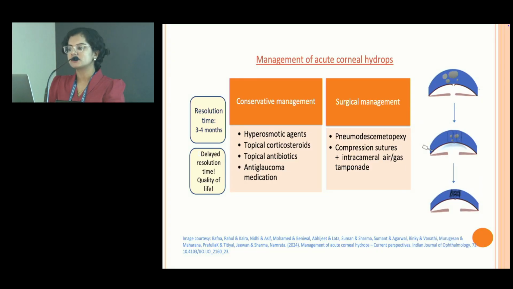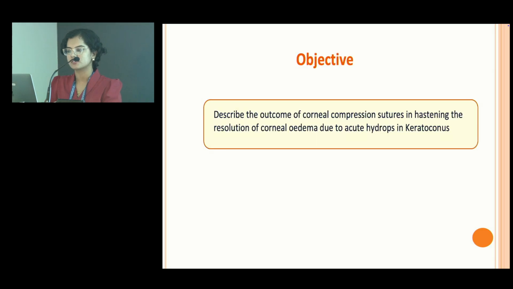When surgical modalities like compression sutures are combined with intracameral injection of air or gas tamponade, this helps in quicker resolution of edema and symptoms. The internal tamponade is provided by air or gas, as well as the external tamponade is provided by the compression sutures. Thus, the objective of my study is to describe the outcome of corneal compression sutures in hastening the resolution of corneal edema due to acute hydrops in keratoconus.